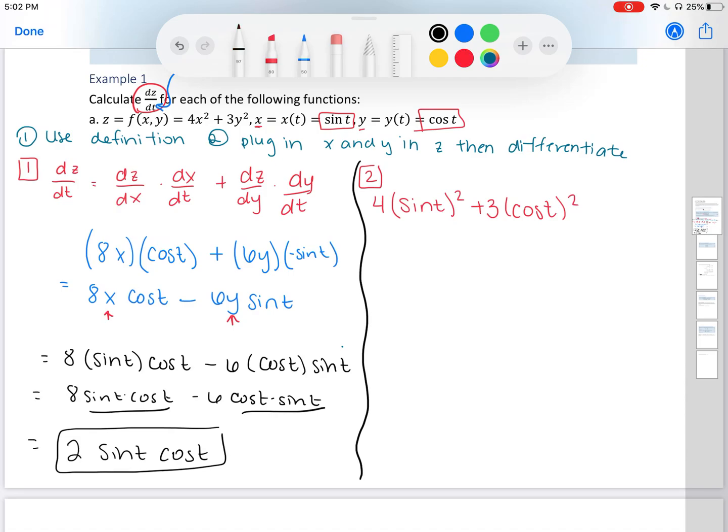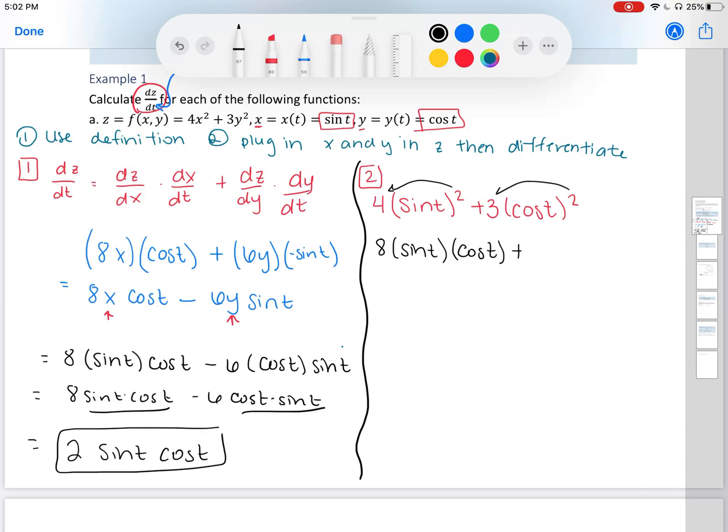Then you can go ahead and take the derivative as normal, since you already have your argument in terms of t, which is what you want. You want dz dt. So we use chain rule. 8, 2 times 4 is 8. Sine of t, the derivative of sine is cosine. So I'll mention this later.